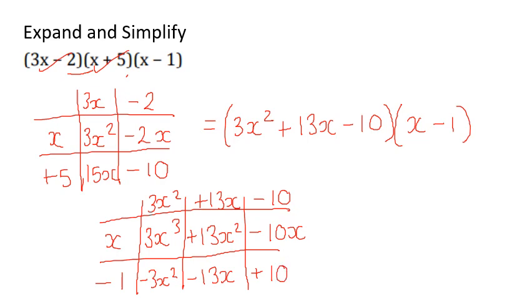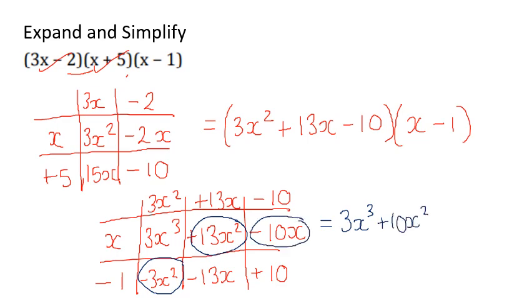And now we need to write it out in a way that shows we're finished. So we've got 3x cubed, we've got no other x cubes, so we're happy with that. We've got plus 13x squared and take 3x squared, which is just 10x squared. We've got negative 10x and then another take away 13x, so that's negative 23x. And then finally we've got plus 10 at the end. And that's usually about 2 or 3 marks.